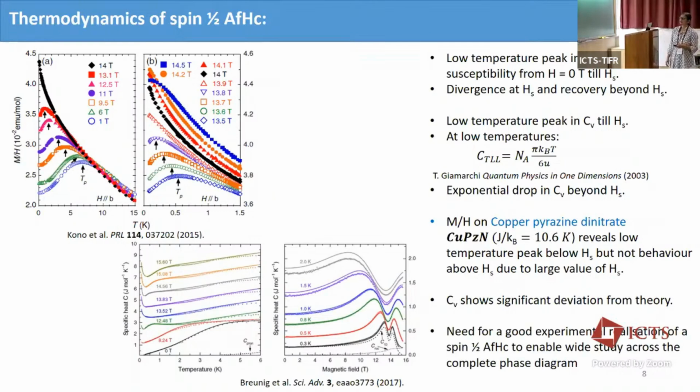So what one needs is a good realization of a spin-half Heisenberg chain, which enables us to study a large portion of the phase diagram and, if possible, to get as good an experimental realization of a spin-half Heisenberg chain as we can. So therefore, what we need are moderate values of the exchange coupling constant J by Kb.